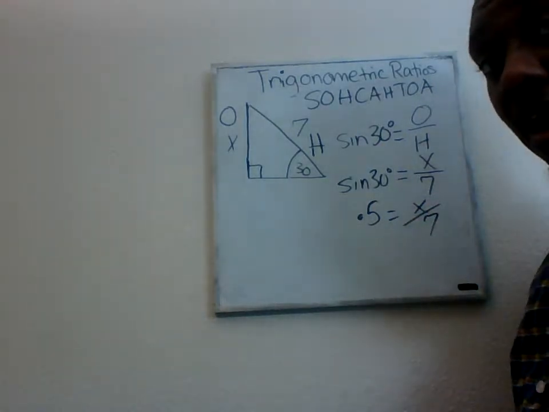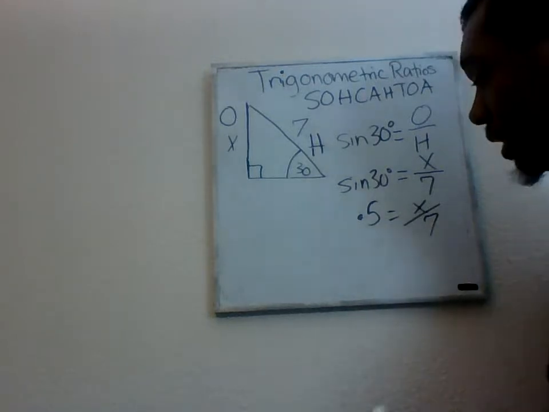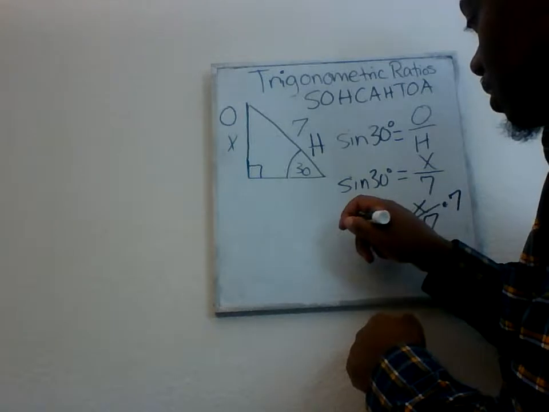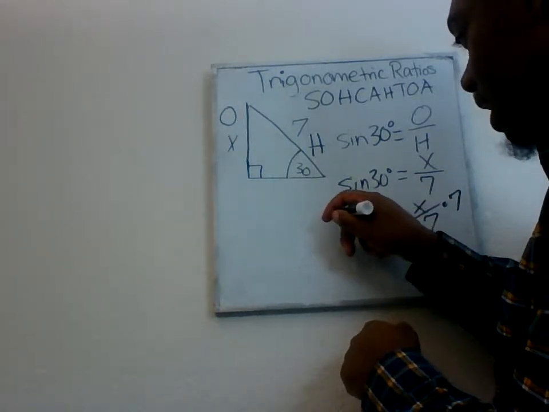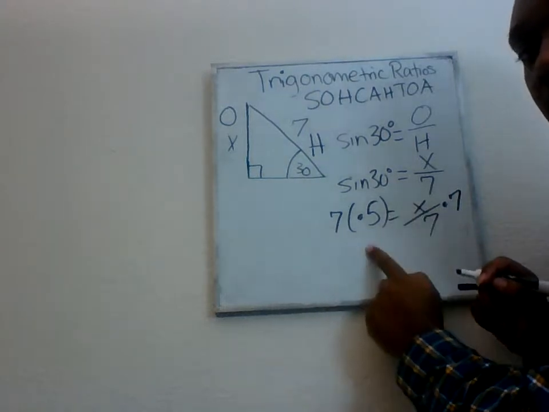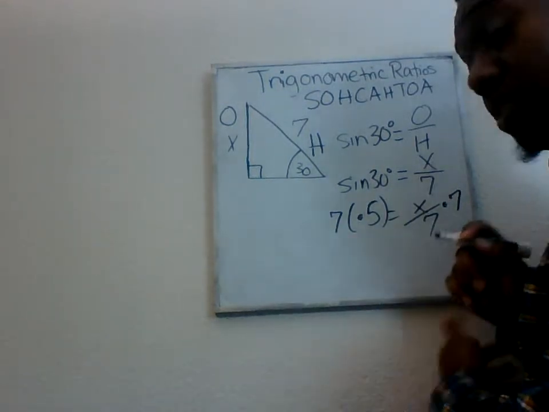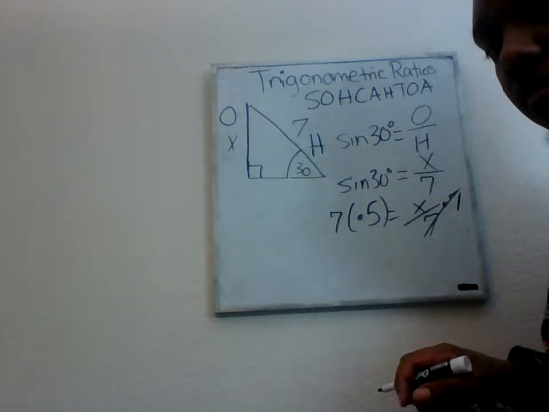How do you solve for x in this instance? We know from algebra that in order to solve for x, we would multiply both sides by 7. That's going to look a little funky with that decimal, so I'm going to do it this way. We end up seeing that 7 times 0.5 equals x, because the 7 divided by 7 will divide to 1.